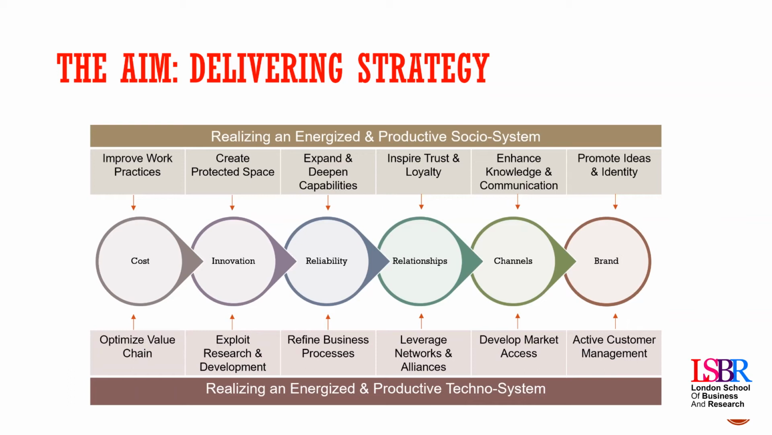So essentially, what I want to take away from this slide is the purpose of a business is to deliver strategy, and how it does that is by combining the technocratic system with the socio-systemic system to deliver on some of those elements that are highlighted in the circles. So the strategy could be to reduce cost, it could be to boost innovation, it could be to make more reliable products, or to create more long-lasting relationships, or to improve a number of channels, or it could just be to enhance the brand reputation. These are all examples of strategies. These aren't the only examples, there's lots more in the world, but these are just some that I've given you here to give you an idea of how the technocratic system and the socio-systemic system combine to deliver strategy.